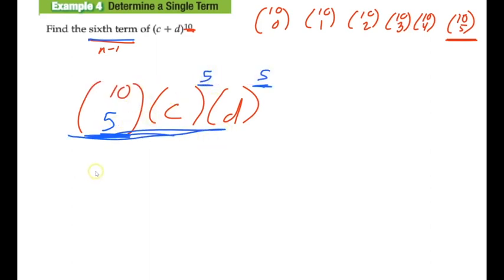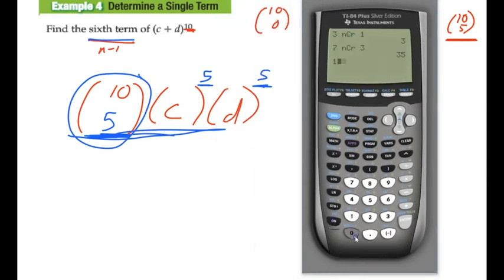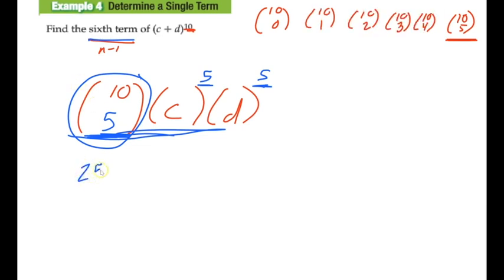What's next? Simplify it. 10 choose 5, I could do that by hand. It's a little big though. I'm going to use a calculator. We go 10, math, NCR, over probability, and then 5: 252. So yeah, good choice. I did not want to do that by hand.